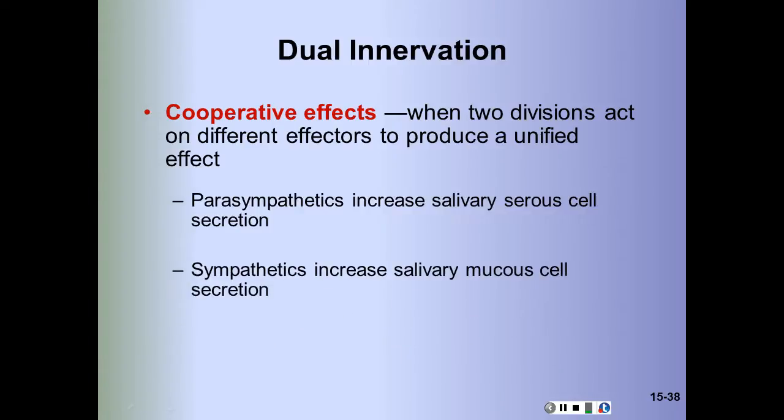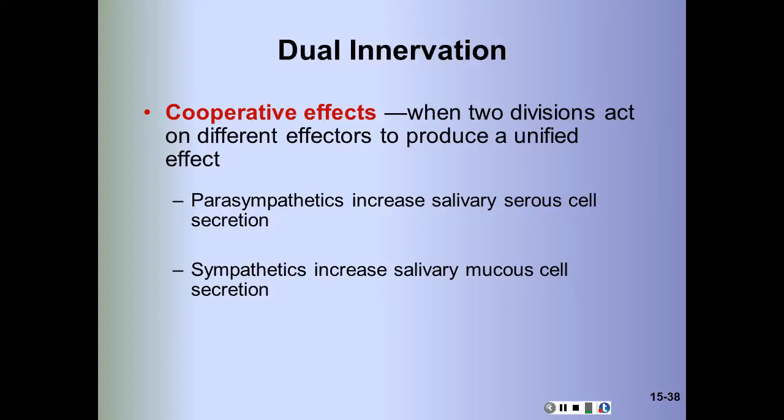For example, you have the parasympathetics. They're going to increase the salivary serous cell secretion. So you're going to have more saliva coming from this particular cell. And the sympathetic, they're going to increase saliva or mucus from the mucus cells. So two different divisions working together so that we can accomplish a particular goal.